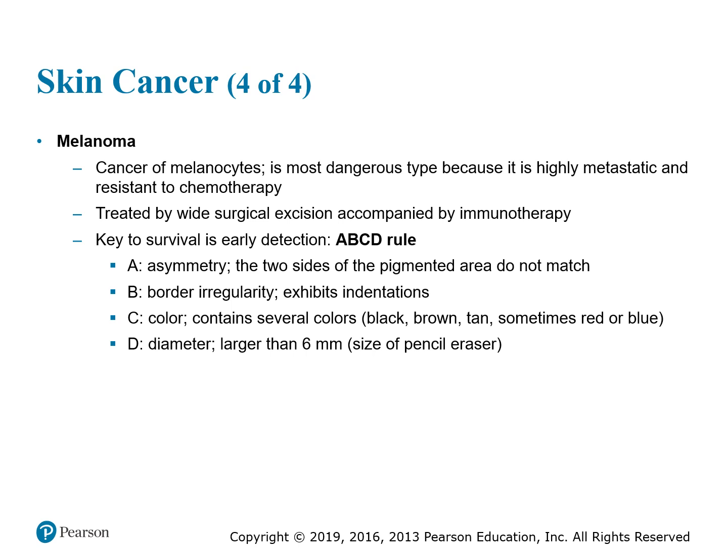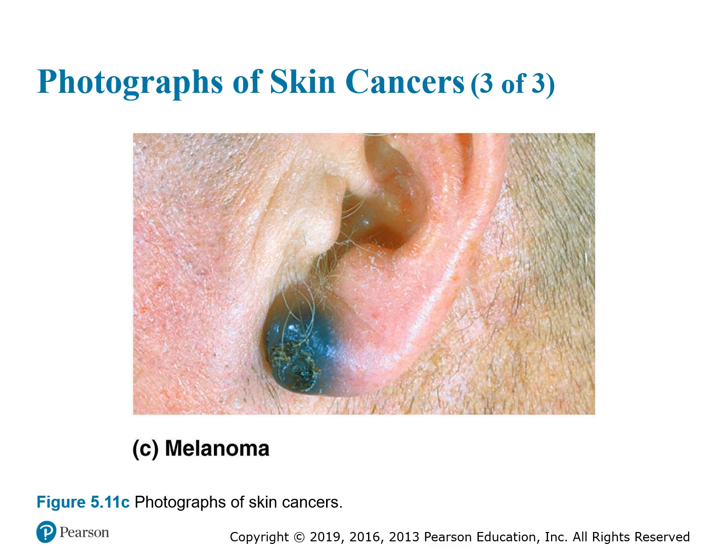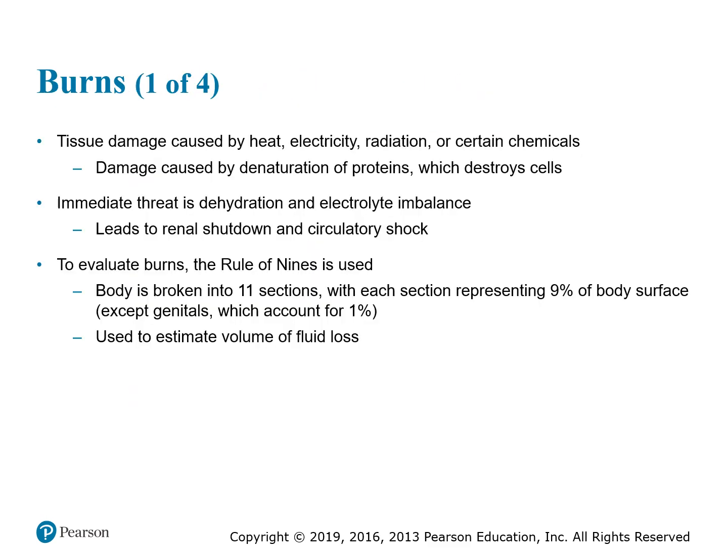So when you look at a mole, you need to keep these things in mind. Is it asymmetrical? If the two sides of the pigmented area do not match, that means that it is invading other tissues. Border irregularity, does it have a lot of indentions? Color, is it very dark, for instance, black, brown, tan, sometimes red or blue? And diameter, is it larger than the size of a pencil eraser? If these criteria are met, there's a good chance that this is a cancerous melanoma. So there's a melanoma.